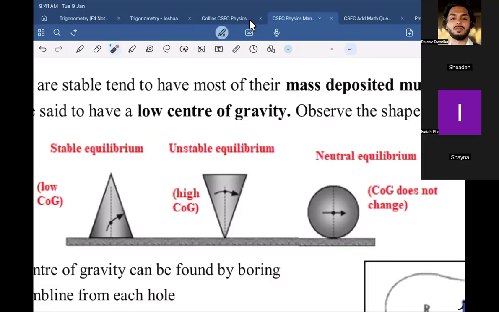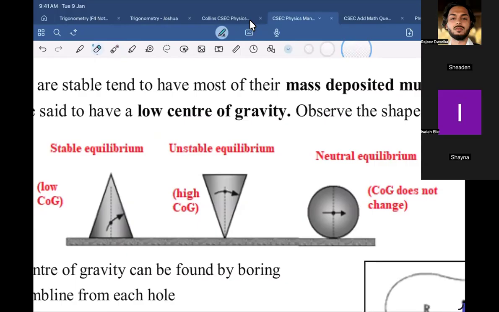So it has a high center of gravity. And neutral equilibrium: an example of neutral equilibrium is a ball. If you hit a ball, the ball would move forward. It would roll, right?